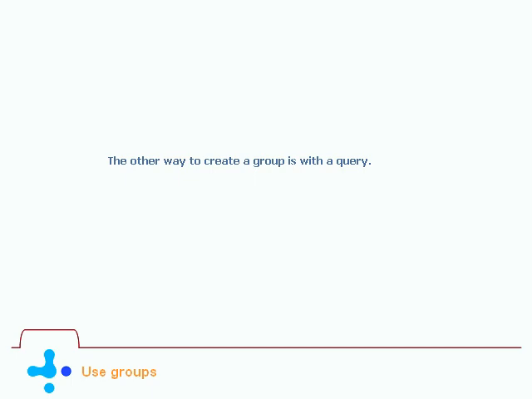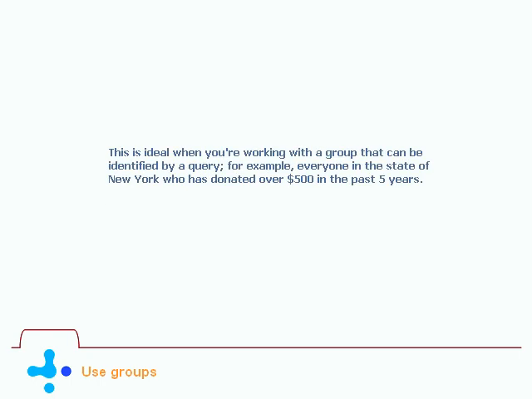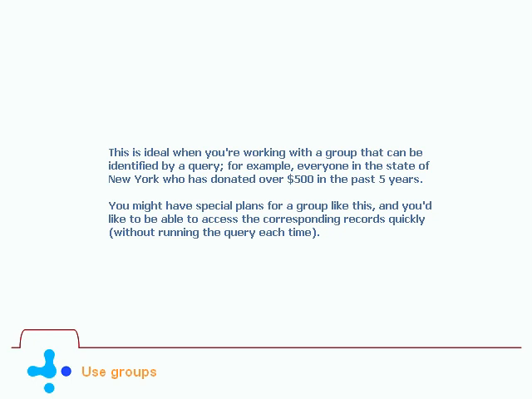The other way to create a group is with a query. When you base a group on a query, ResultsPlus can use the same query to refresh the group each time you ask. This is ideal when you're working with a group that can be identified by a query. For example, everyone in the state of New York who has donated over $500 in the past 5 years. You might have special plans for a group like this, and you'd like to be able to access the corresponding records quickly without running the query each time.